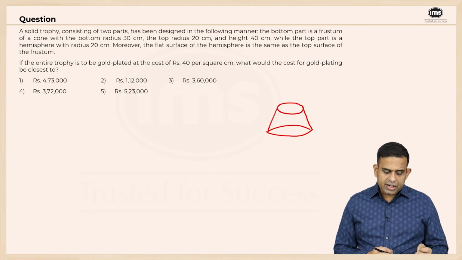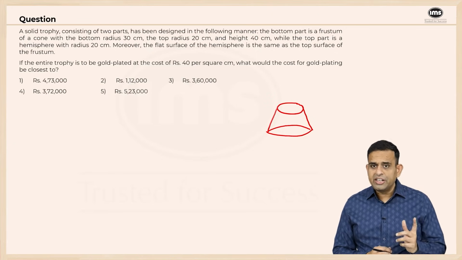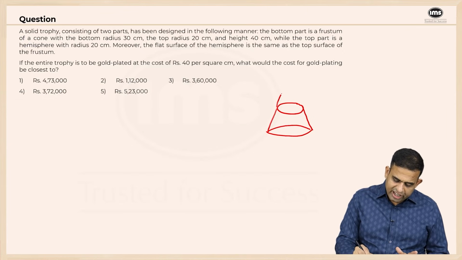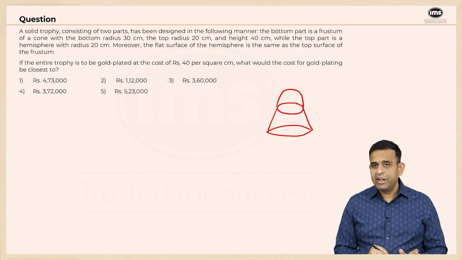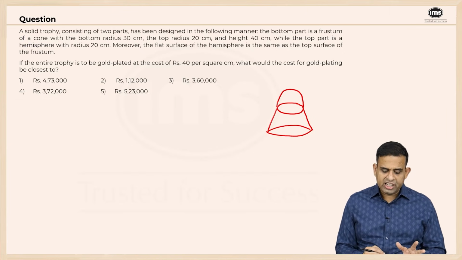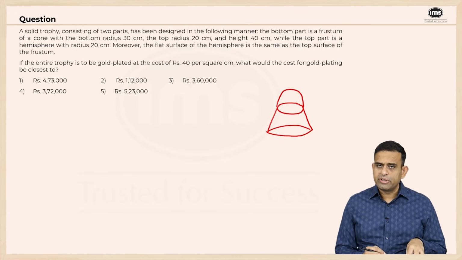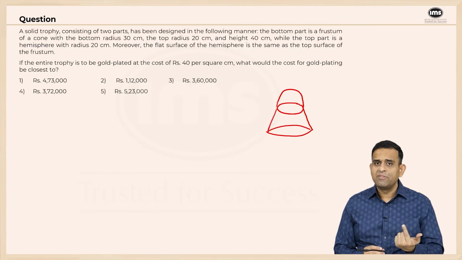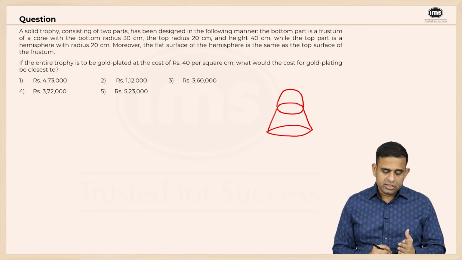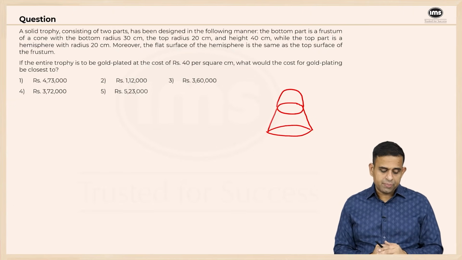While the top part is a hemisphere of radius 20 centimeters. So on the top you have a hemisphere with the same radius of 20 centimeter. Moreover, the flat surface of the hemisphere is the same as the top surface of the frustum. That's why both of them have the same radius of 20 each. That confirms this particular statement.